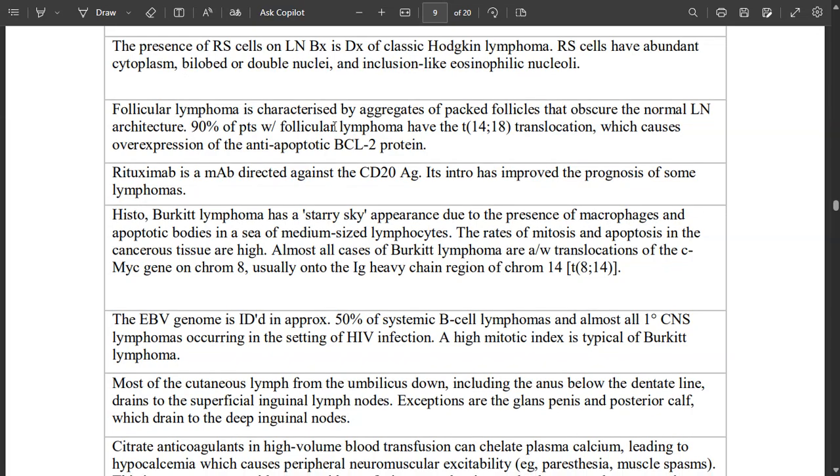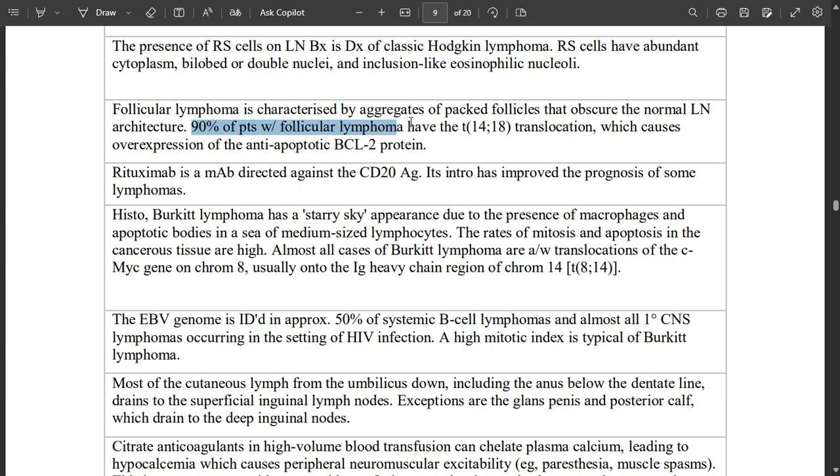All right, follicular lymphoma is characterized by aggregates of packed follicles. So it is a lymphoma of the follicles. Packed follicles are present that obscure normal lymph node architecture. Lymph nodes have germinal centers, a cortex, a medulla, and a transitional zone, and in follicular lymphoma, the follicles are very packed. Lymph nodes are very highly packed with follicles, and it even disrupts the normal lymph node architecture.